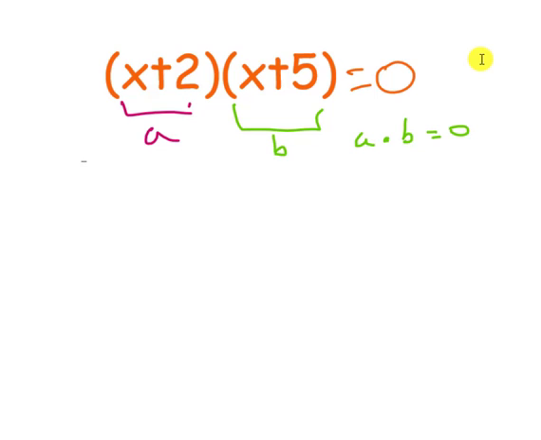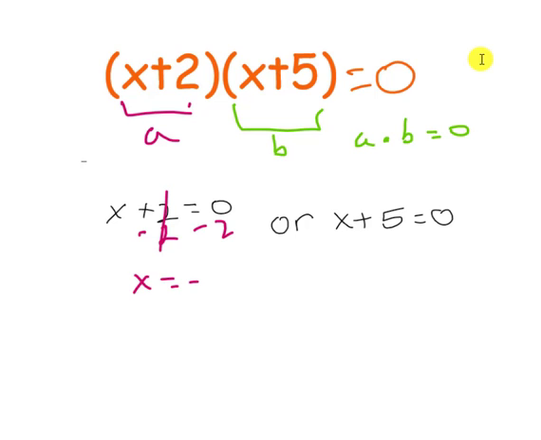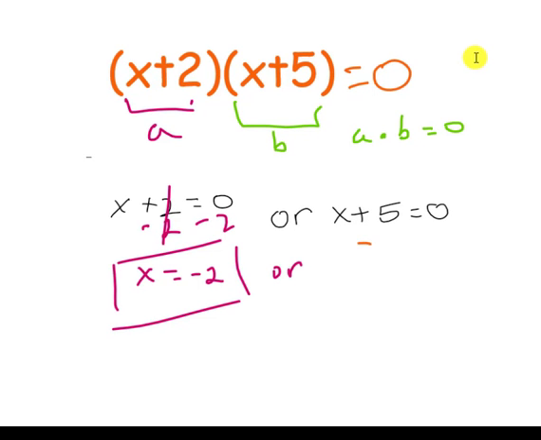So let's begin to solve it here. x plus 2 equals 0. Remember, or x plus 5 will equal 0. So let's solve the first one. Basically, all we have to do here is subtract 2 from both sides. We have x equals negative 2. Or subtract 5 from both sides, x equals negative 5.